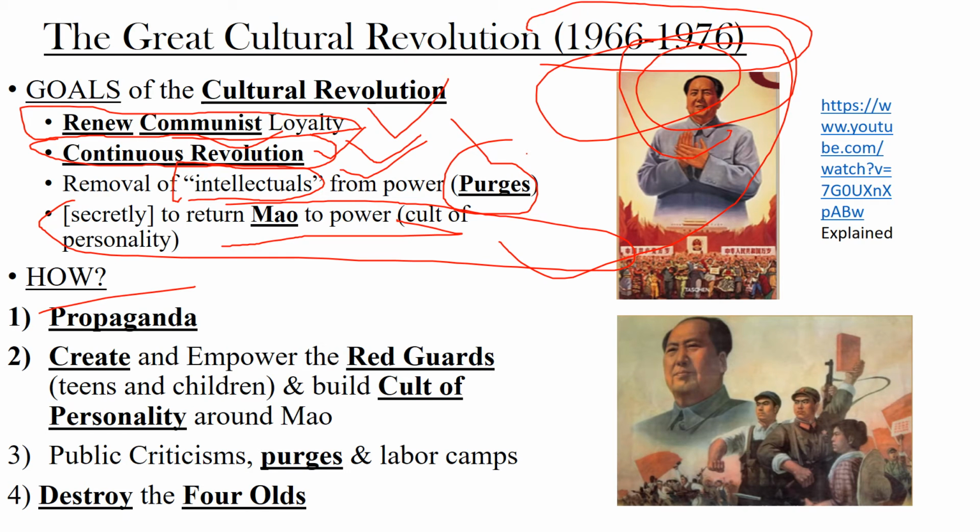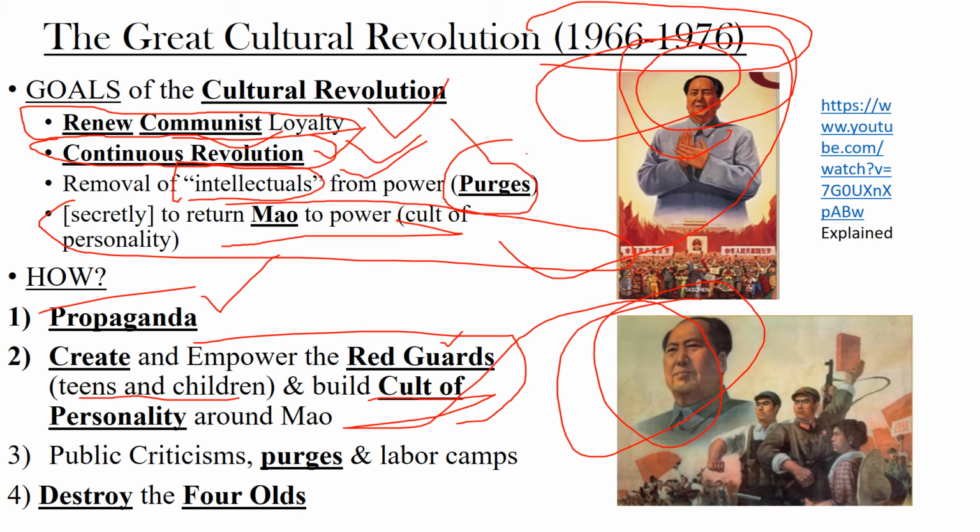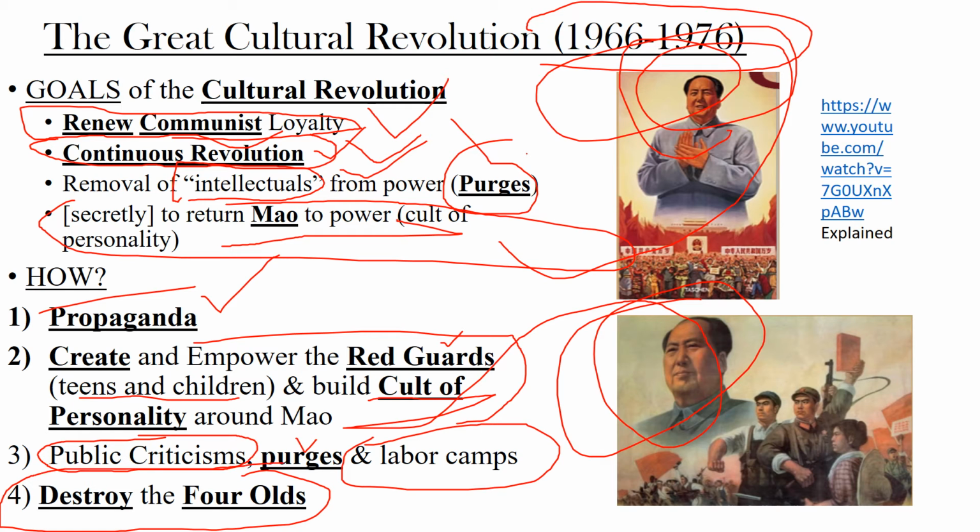What are the actions undertaken? Propaganda, propaganda, and some propaganda. Create and empower this group called the Red Guards. These are teens and children. And because they're more impressionable, build a cult of personality around Mao for the heroism he envisioned during the Long March and the Chinese Civil War, and glorify everything he did. Publicly criticize anyone who does not follow Mao in this new policy of cultural revolution. Purge people and send people to labor camps if you don't kill them outright. And destroy the four olds. Destroy everything old about China.